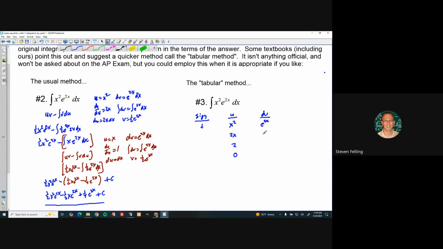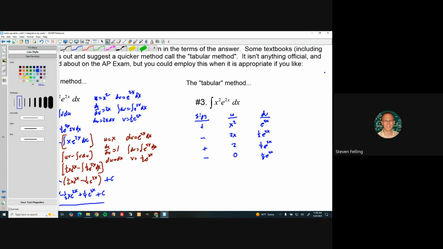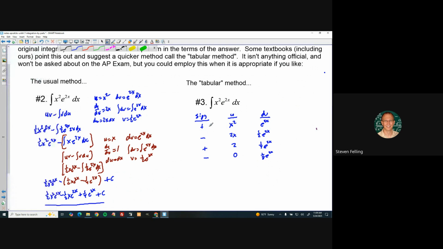and the first one would be the copy divided by the constant, so that's 1/2. And then the copy divided by the constant again, which is 1/4 now. Copy divided by the constant again, 1/8. And then the signs do alternate. So if this starts at plus, this goes to minus, this goes to plus, this goes to minus. And then I'm going to build my answer by taking this sign with this u with this dv.